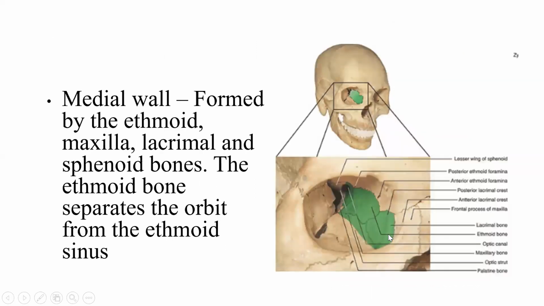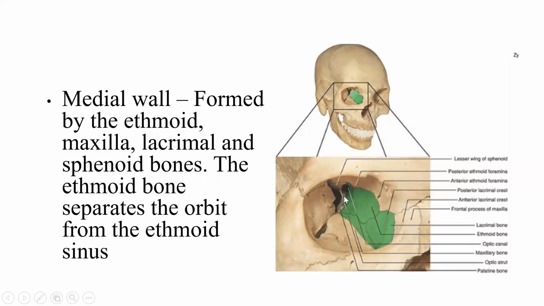And this is the medial wall, which is formed by the ethmoid, maxilla, lacrimal, and the sphenoidal bones. You can see it quite clearly over here. I think it's quite good enough for you to know. This is the lacrimal bone coming down. This is the ethmoid bone over here. And this is the maxillary bone. You can follow it quite well. And obviously the sphenoidal bone, you can see from here quite nicely.